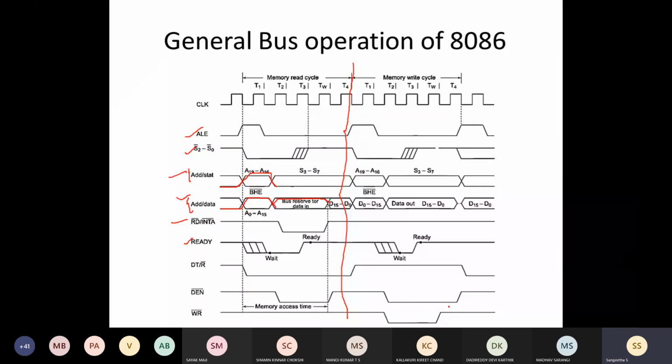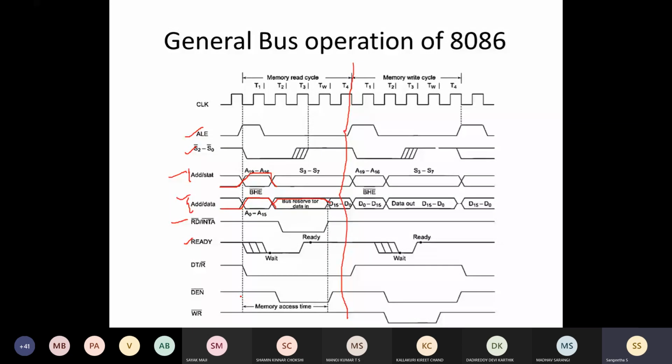It will not be the same for maximum and minimum mode. The operation is the same, but for maximum mode, your pins are going to differ. As we have seen, for maximum mode and minimum mode, certain functionalities are a little bit changed, so you have to include that also in your bus cycles. Like S0 to S2, it will not be there in minimum mode. Instead of S0 to S2, you have memory or IO bar and data transmit or receive bar. This alone you will get. So this is the general one. Similarly, IO read and IO write will differ, and memory read and memory write cycles will differ.